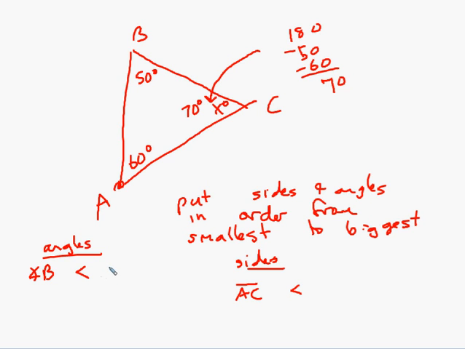Now, what's the next biggest angle? Angle A is the next biggest, which means which side is the next biggest? Segment BC. All right, then less than. What is the largest angle? Angle C, which means which side is the largest? Side AB. Any questions on how we put together those inequalities? No. Okay.